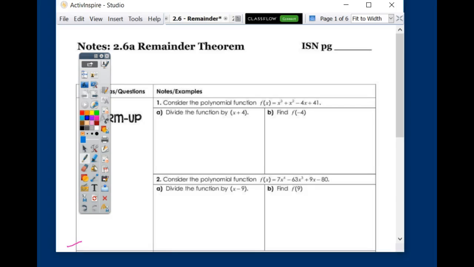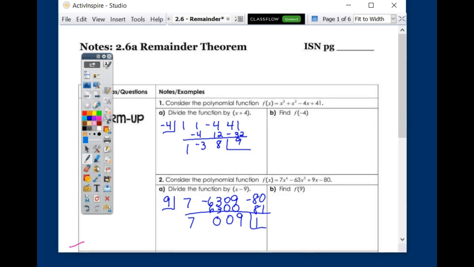Okay, the first thing I want you to do today is divide this function by this and this function by this. So everybody do that on both A's. Okay, so when we are doing synthetic division, you are testing the root.